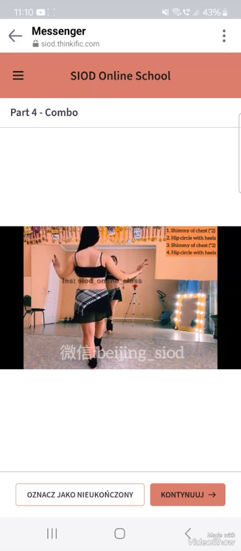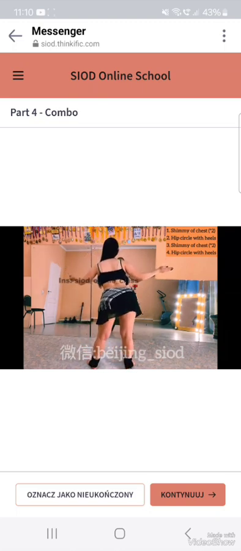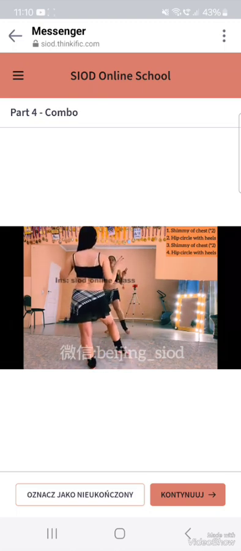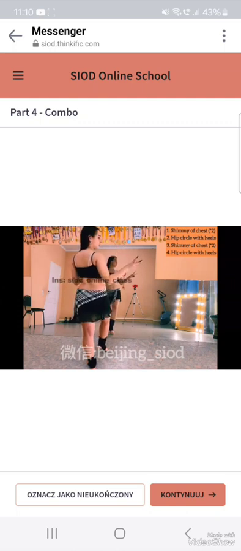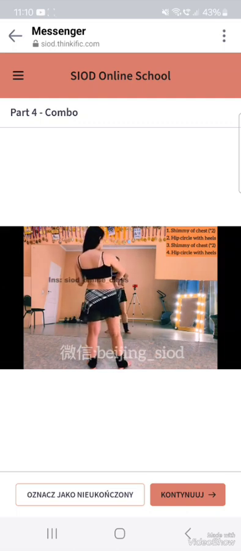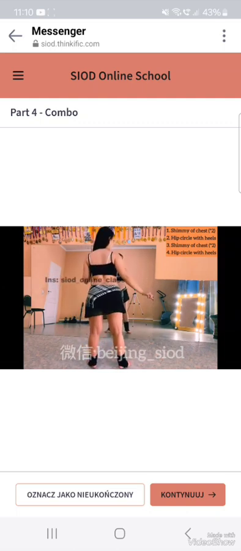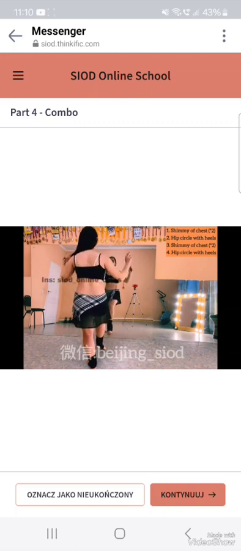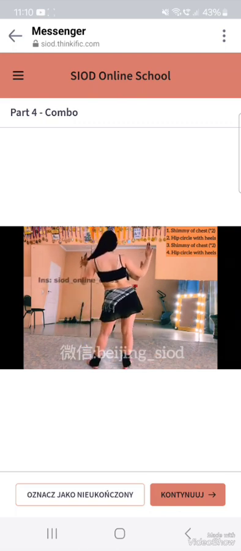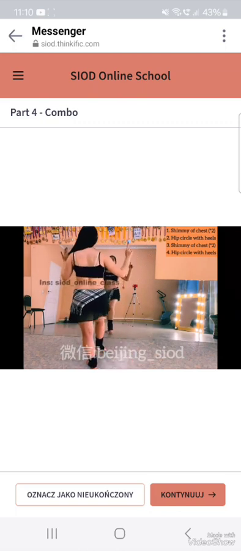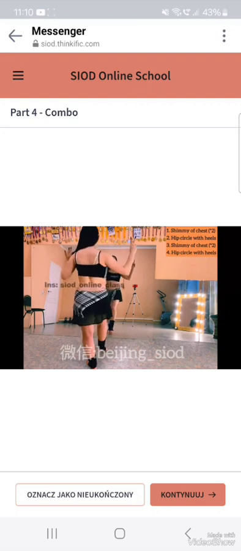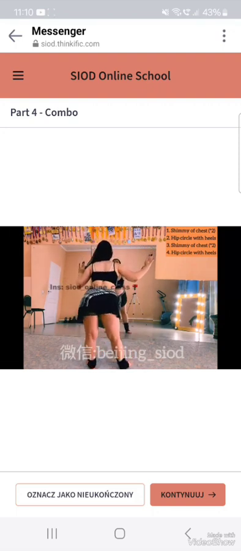1 and 2 and 3 and 4 and. So this combination we will repeat 2 times, starting with chest and going to hip circle with our heels. 1, 2, 3, 4, 5, 6, 7, 8. 1, 2, 3, 4, 5, 6, 7, 8.